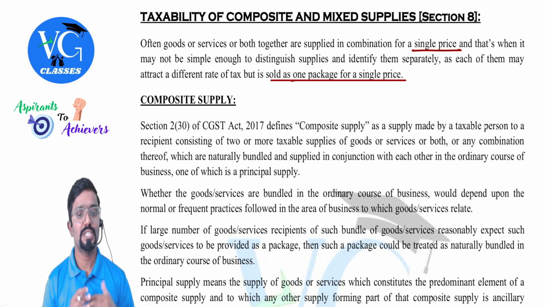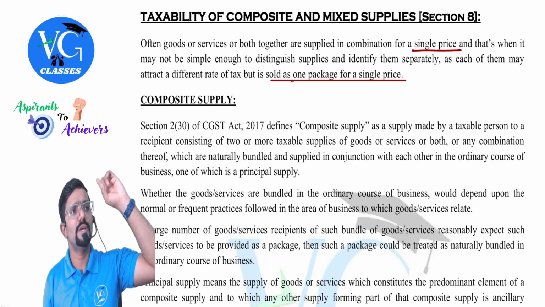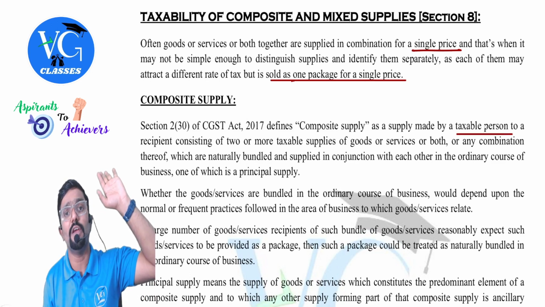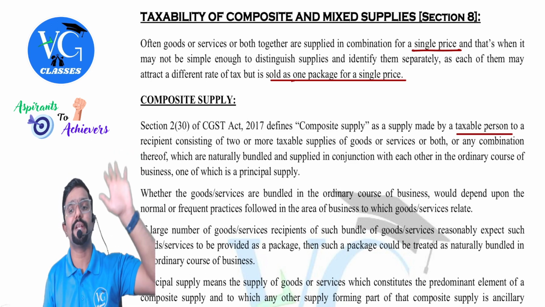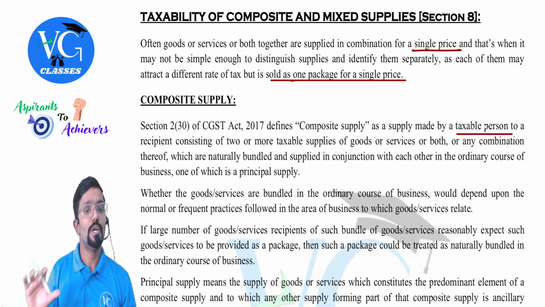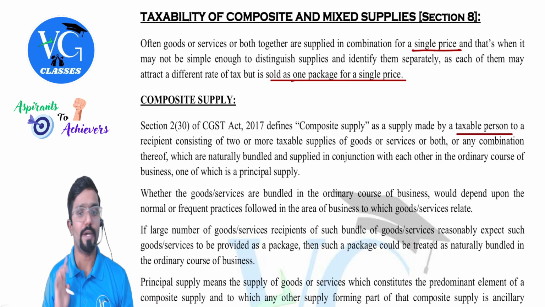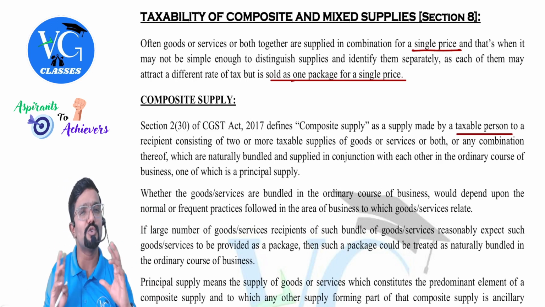Composite supply. Section 2, Clause 30 of the CGST Act 2017 defines composite supply as a supply made by a taxable person. Who is a taxable person? We have already understood: a person who is registered under GST or who is liable to get registered under GST. To whom is he supplying? To a recipient. We need to understand these two terms also, guys.